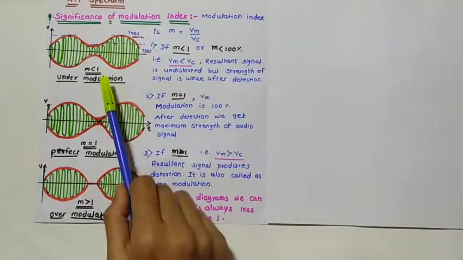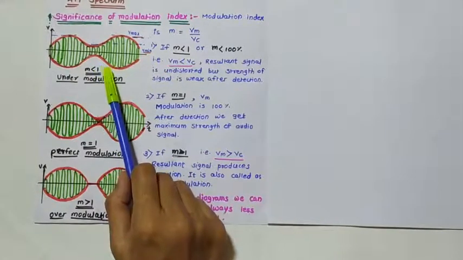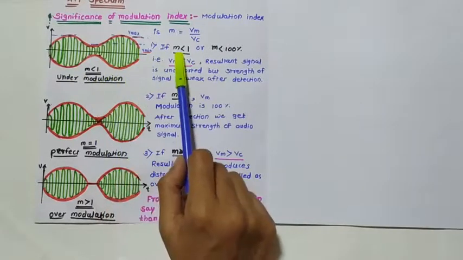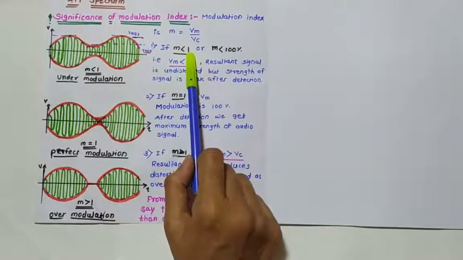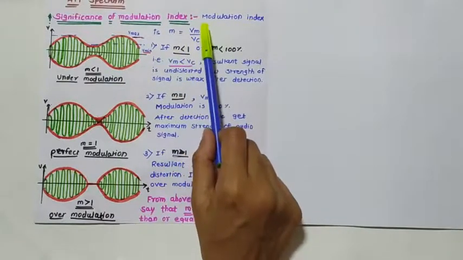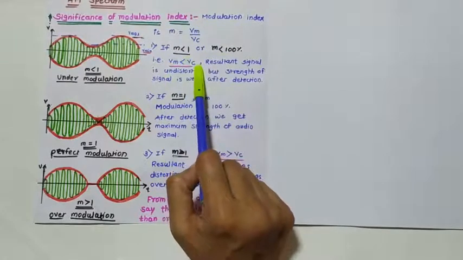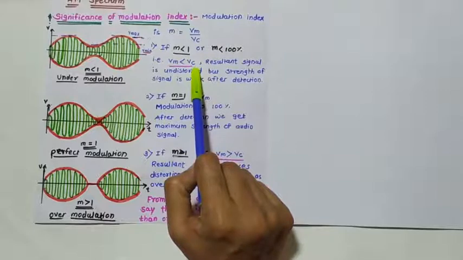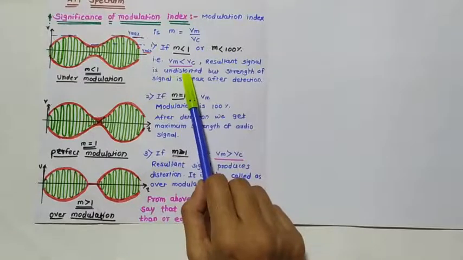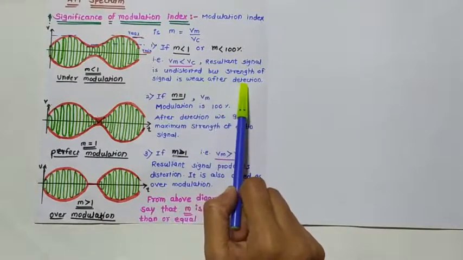Here you can see the first case, when the modulation index is less than 1. This type is called under modulation. Why? If the modulation index is less than 1, then the term in the denominator is greater than the term in the numerator, meaning Vm is less than Vc. Okay students. So the resultant signal is undistorted, but the strength of the signal is weak after detection.